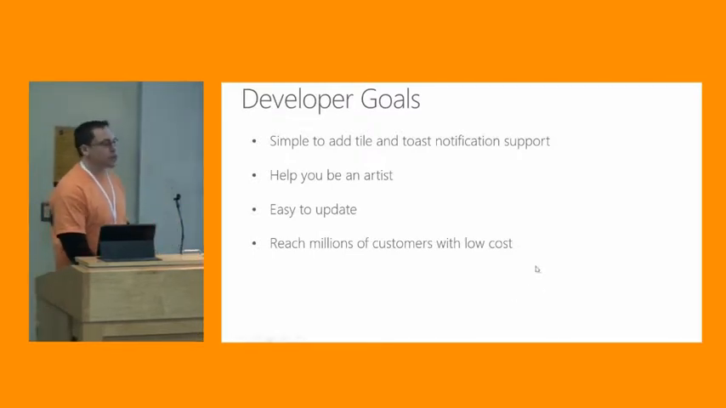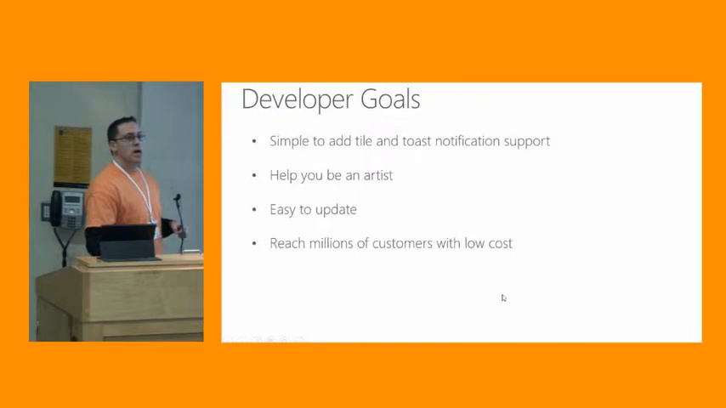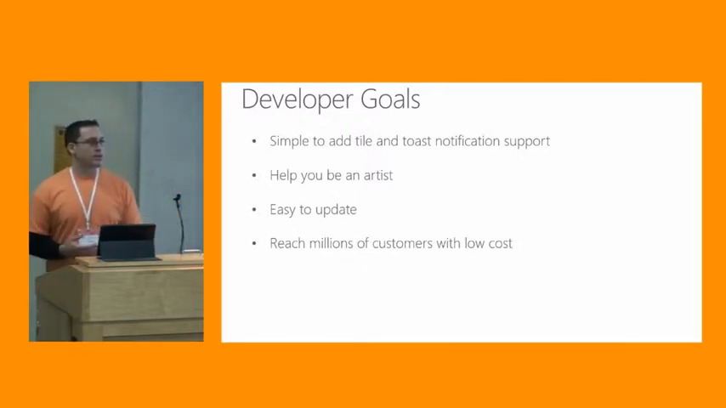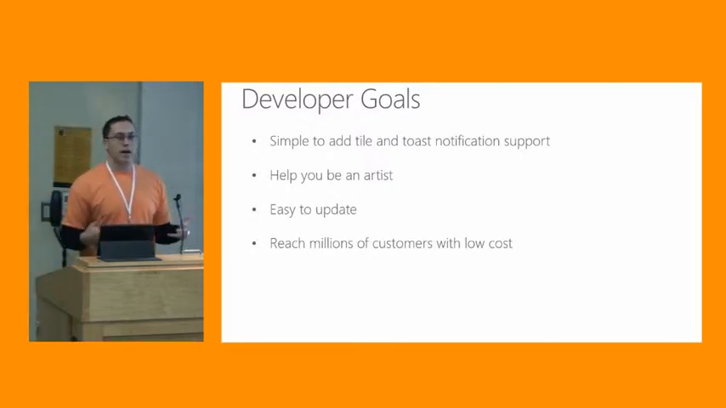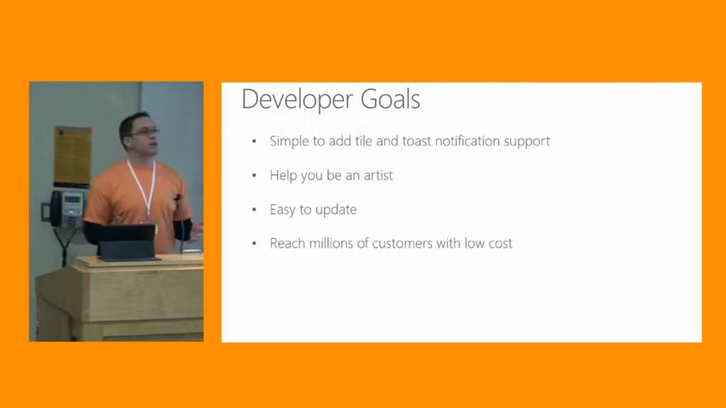We also wanted to make sure you can update it easily. So to be able to get that freshness and those notifications, it should be dead simple, with a few lines of code, to update it. And we wanted you to be able to reach millions of users. If you've got a popular app, you want to be able to scale that out and push these notifications and updates to millions of users at very, very little cost.